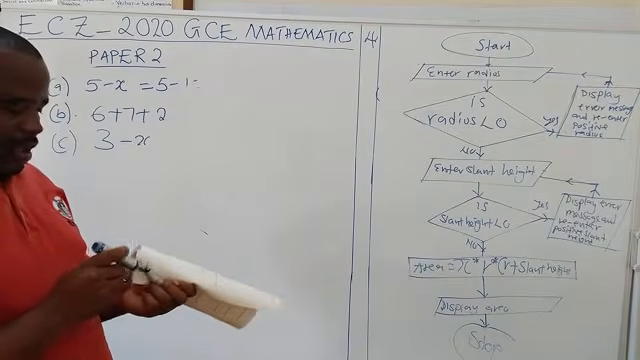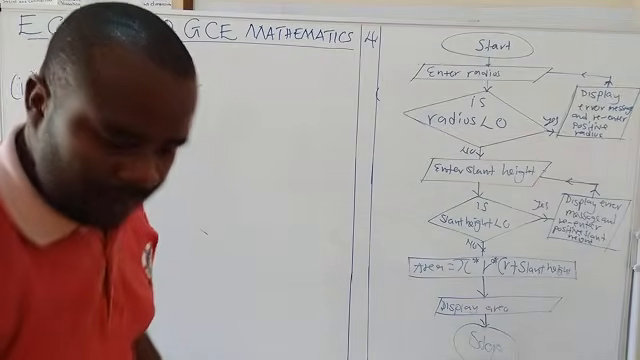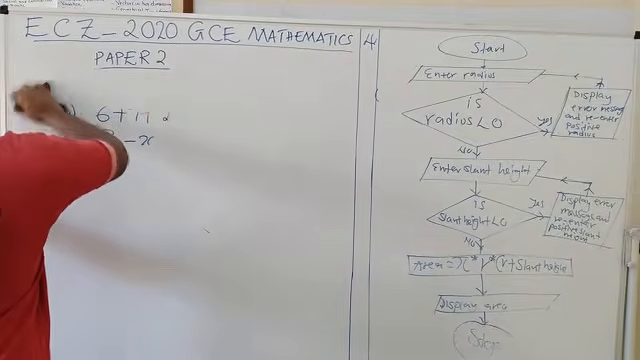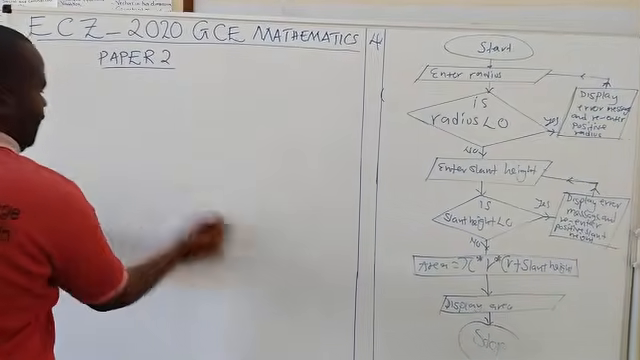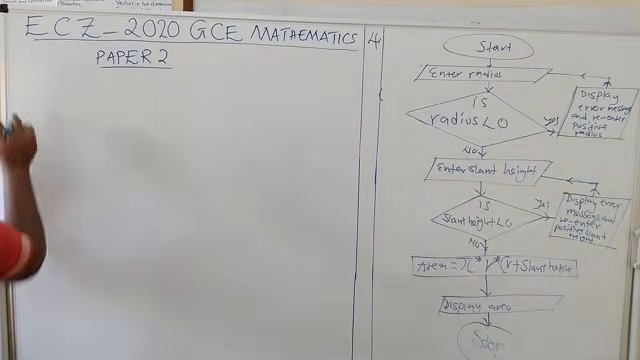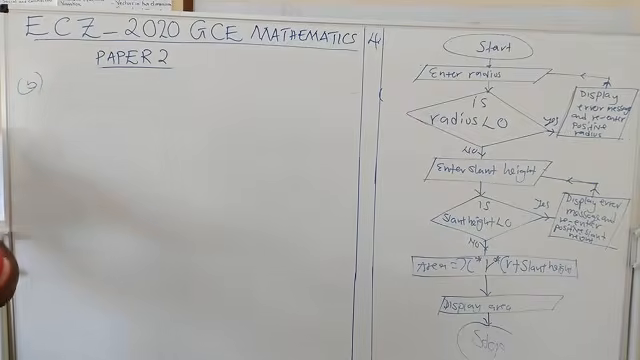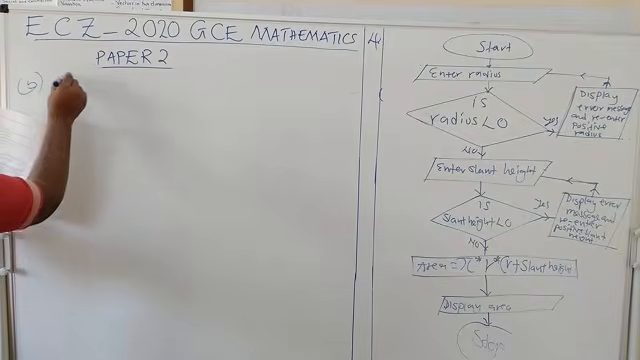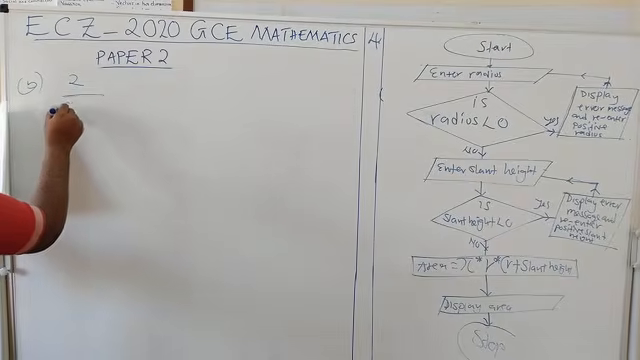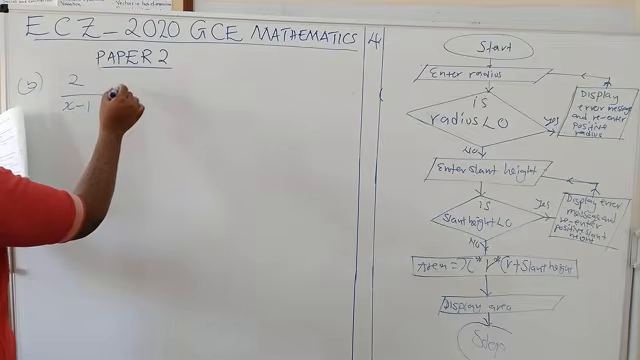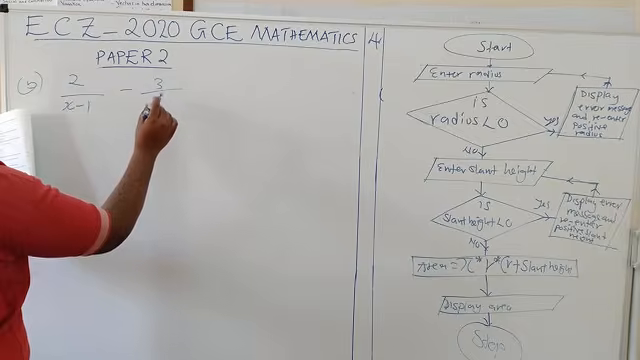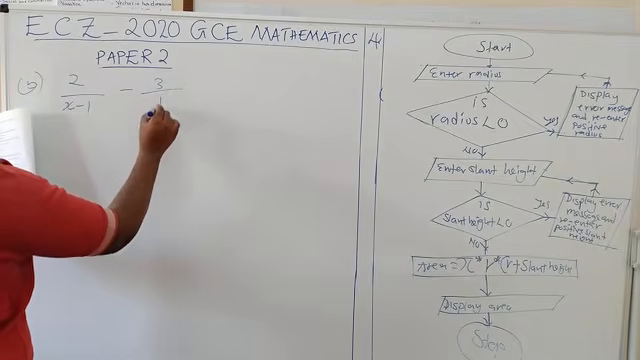Then we can deal with part B. What is part B? We are saying express 2 divided by 1 minus x, minus 3 over x(1 minus x).